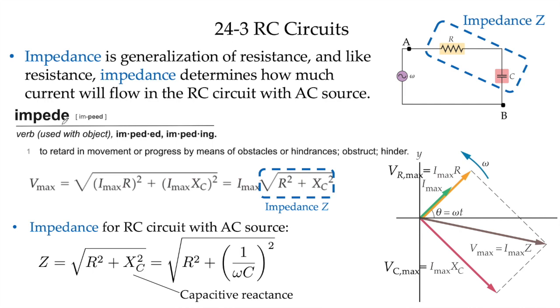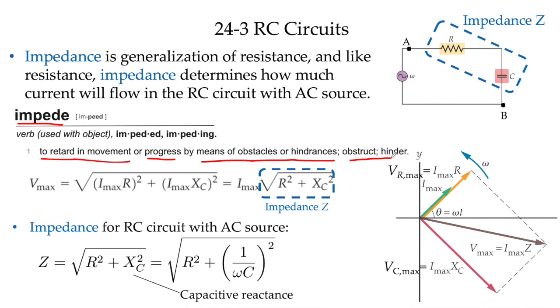So impedance comes from the word impede. If you look at the dictionary, it's to retard in movement, to retard, so basically introduce a time lag. You do something, and if there's impedance, it reacts to the input at a later time. To retard in movement or progress by means of obstacles or hindrances. It also means obstruct or hinder.